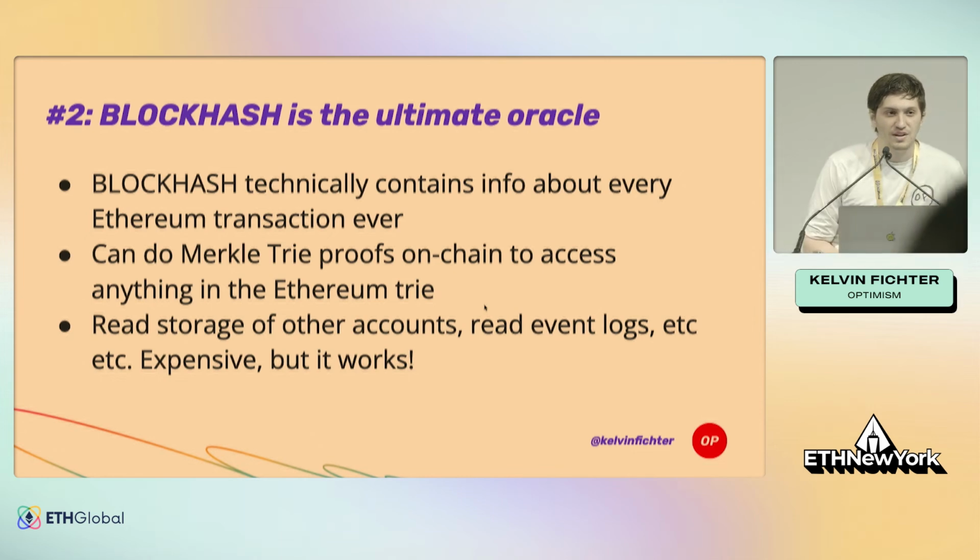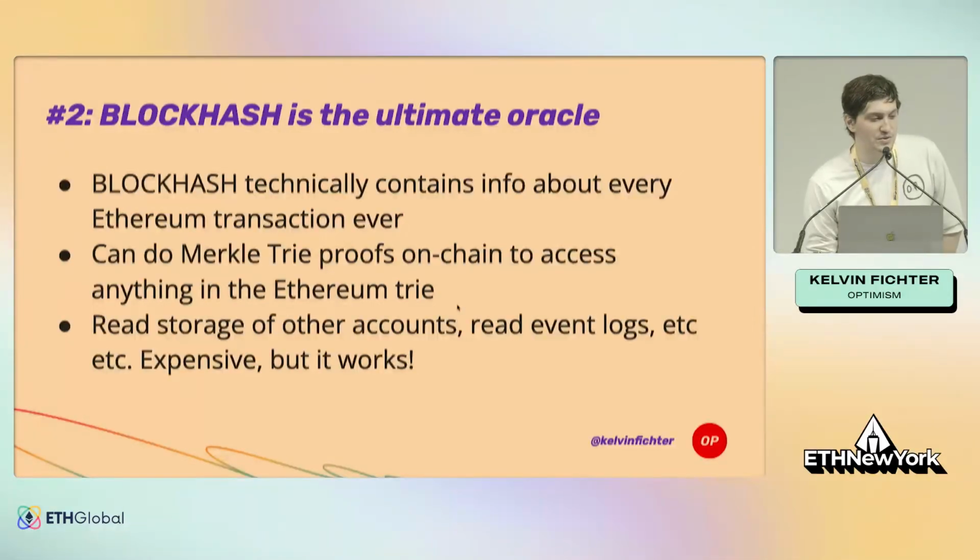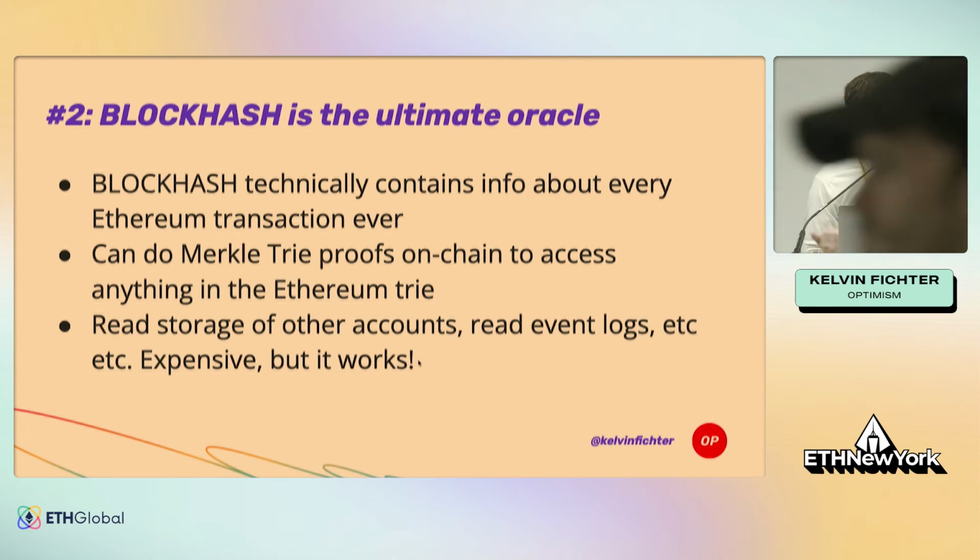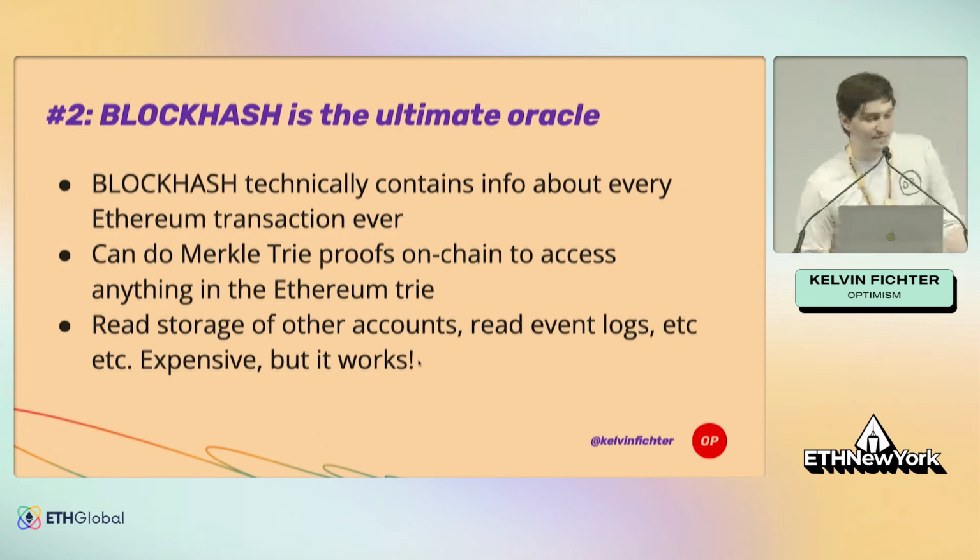It's really cool. Optimism has built a library for verifying Merkle Patricia trie proofs, so you can do this on chain. And you can read the storage of other accounts. You can read event logs. You can do whatever, right? Everyone says, like, well, contracts can't access events. No, they totally can access events. You just need to do a Merkle trie proof. It's expensive, but you can.